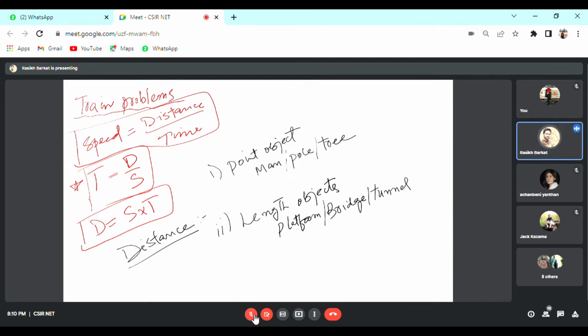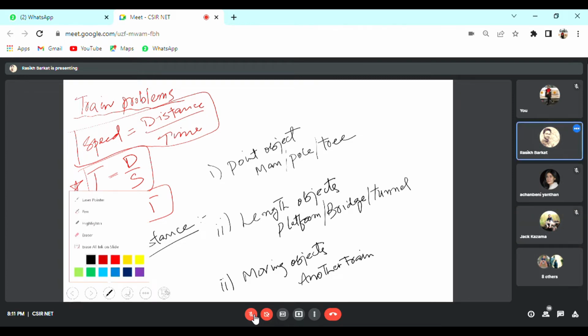Right. The third category of objects that a train will cross is the moving objects. For example, another train. This is the classic example, another train. Clear? Yes, sir.